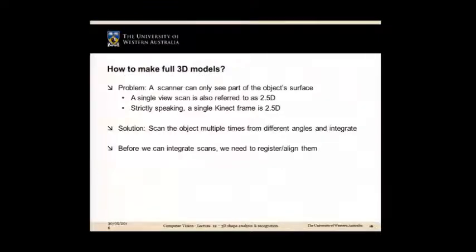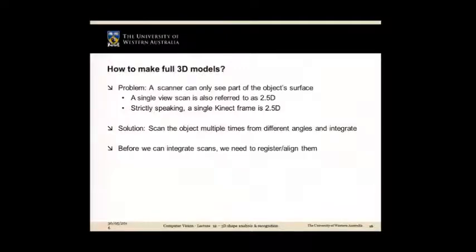Why is it 2.5D? Why is it not 2D? It's not 2D because you have the depth information in that, right? That's why you call it 2.5D. And why is it not 3D? Yes, it's not the complete model of an object. It's just one view of an object, right? And yes, strictly speaking, one frame of the Kinect is 2.5D, because there is depth information and 2D information as well. So what's the solution? Scan the object multiple times from different angles and integrate those views, right?